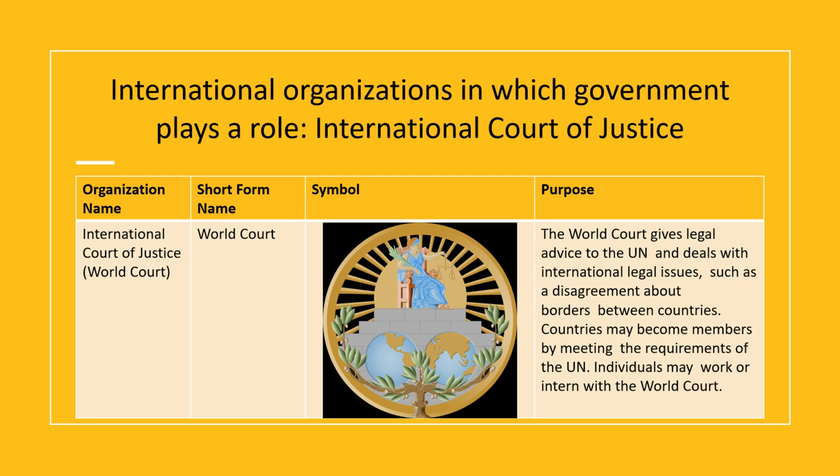What about the International Court of Justice? The International Court of Justice is sometimes called the World Court. The World Court gives legal advice to the United Nations and deals with international legal issues, such as disagreements about borders between countries. Countries may become members by meeting the requirements of the UN. Individuals may work or intern with the World Court. And so the World Court is really there as a justice mechanism for the United Nations.